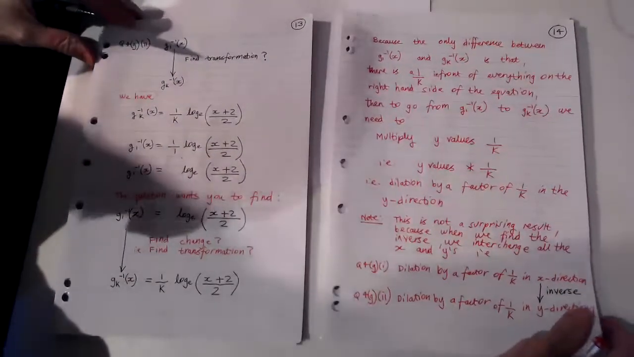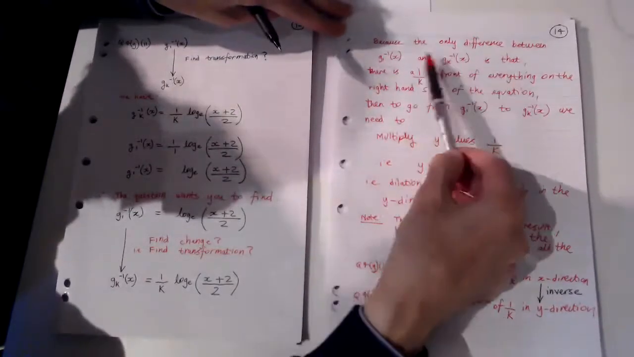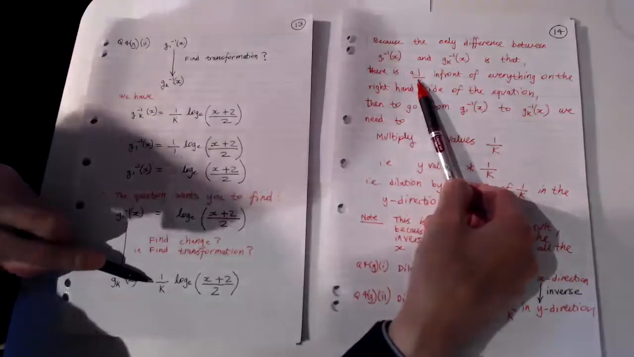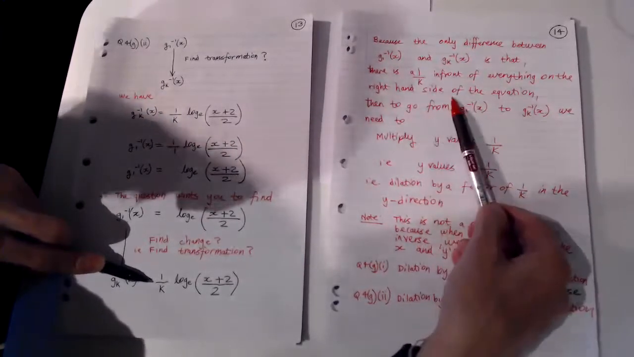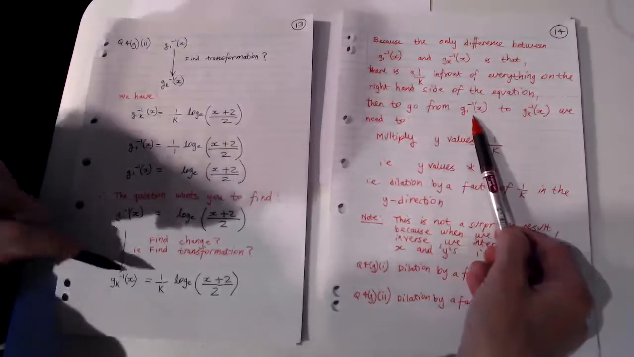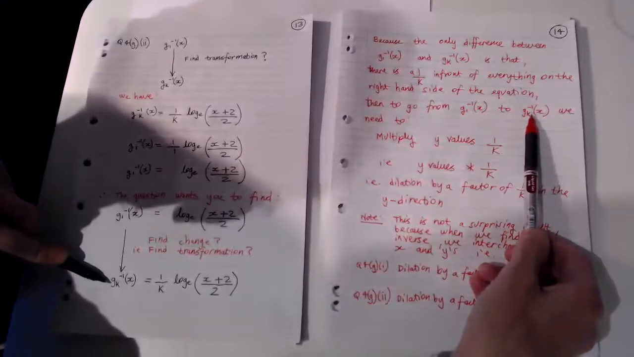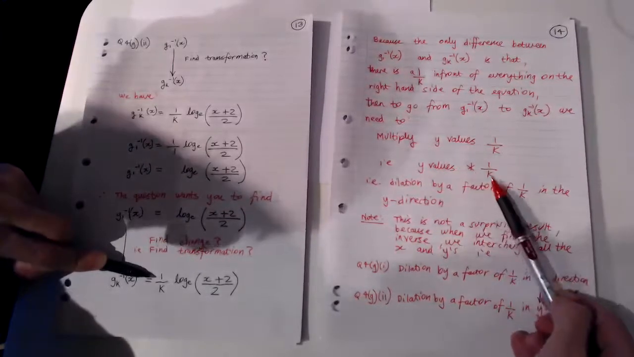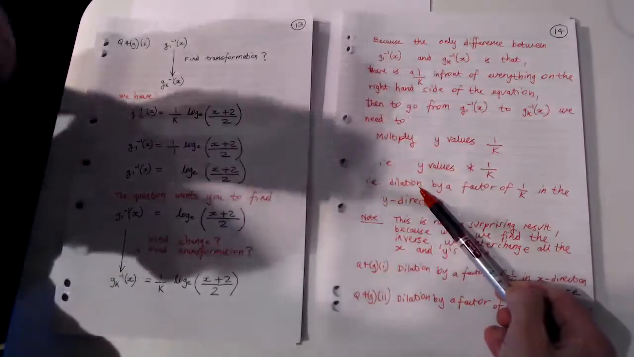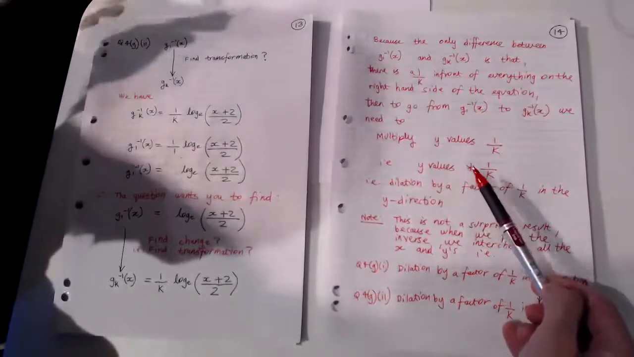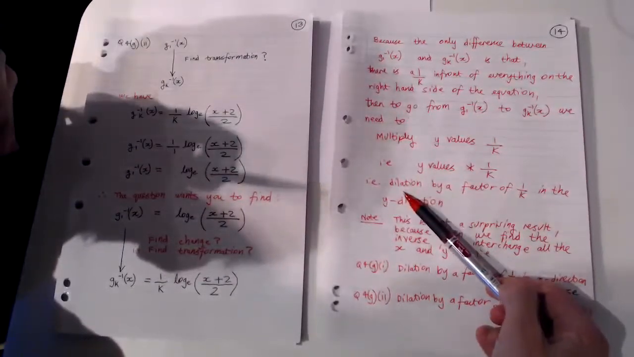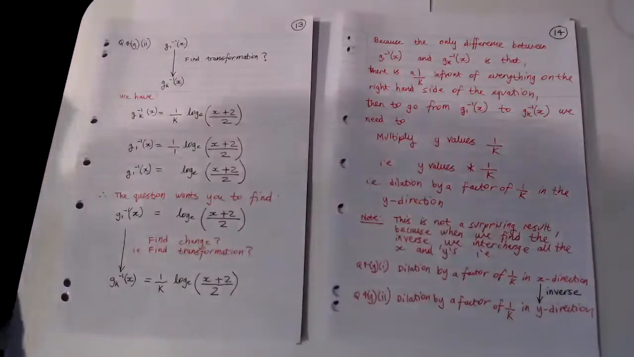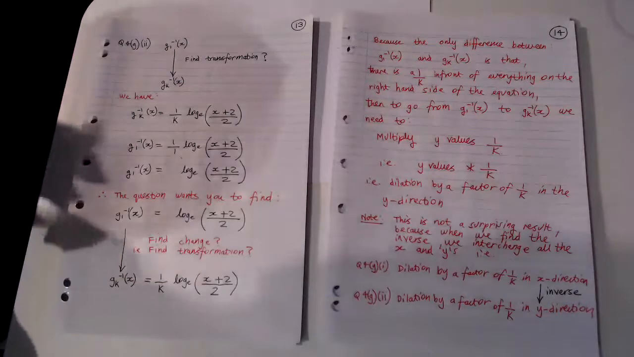Well, like I say here in red, because the only difference between G1 inverse and GK inverse is that there is a 1 on K in front of everything on the right-hand side of the equation, then to go from G1 inverse to GK inverse, we need to multiply the Y values by 1 on K. That is, Y values times 1 on K. Every time you multiply the Y values by a certain number, what are you performing? A dilation. So here we are performing a dilation by a factor of 1 on K in the Y direction. And by doing that, we've answered question 4G part 2.